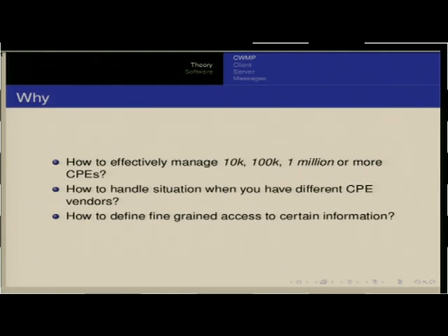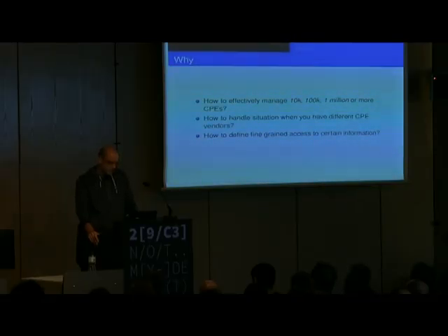So why? First question. It's easy if you need to manage 1, 2, 10, maybe 100 devices, but how do you manage 10,000, 100,000, or 1 million or more? These are the problems that ISPs have to solve. Also, maybe you could do it in some hackish way if you have only one vendor, but what about when you have many vendors and a situation where each of them has their own protocol?